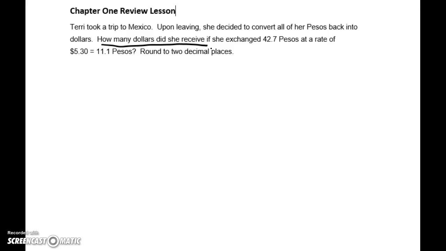Our first sentence reads, Terry took a trip to Mexico. That sentence tells us about the situation, about what's going on, but it doesn't tell us anything about converting pesos and Canadian dollars. So what I like to do is cross that out. Let's take away all of that useless information.